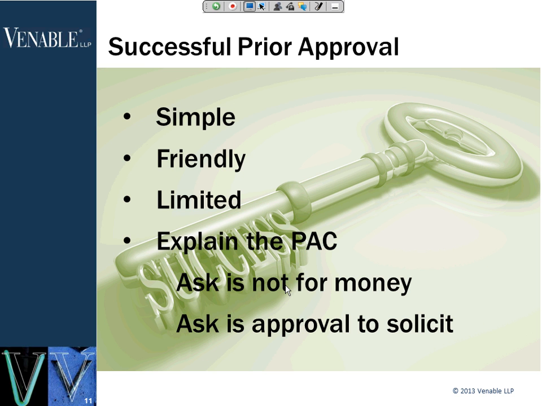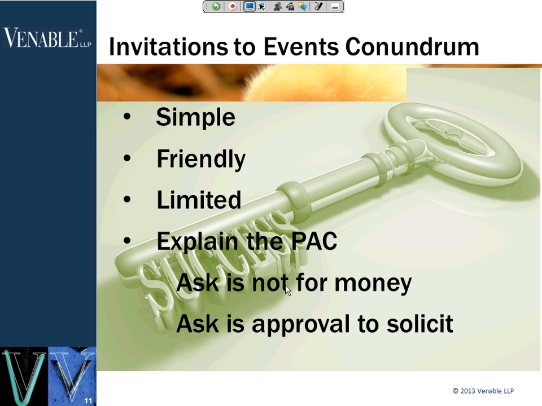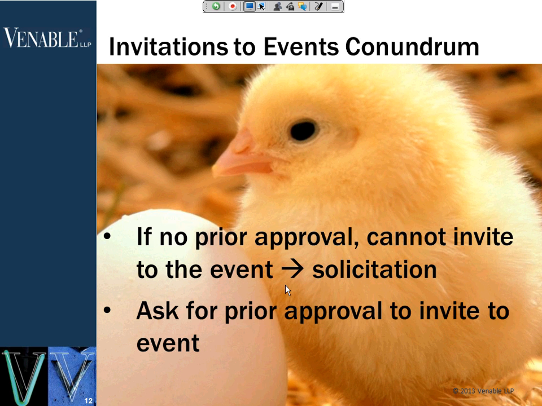Even with prior approval, there are a couple of issues that come up all the time for associations. One of them is what I call the invitation to the events conundrum. And that is, well, I want to include a PAC event in my materials. If we're having our annual meeting and I want to invite people to come to a PAC event, but I don't know who's had the prior approval, how do I get to do that? How do I get around those problems?